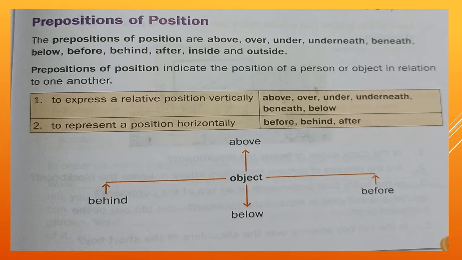जैसे now we'll see to express a relative position vertically, जैसे हम लोग को vertically बोलना है, right? Then we'll use prepositions like above, over, under, underneath, beneath, below, जैसे ऊपर, नीचे. Okay, so for this we will use these prepositions. Now to represent a position horizontally, that time we will use before, behind, after. So ये position बताने के लिए we have to use such kind of prepositions.